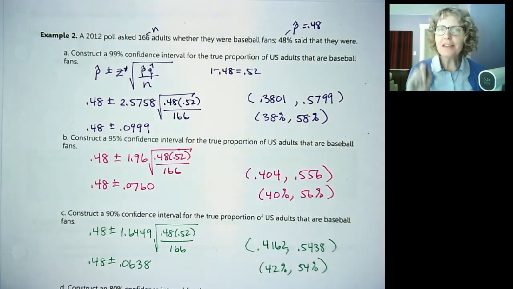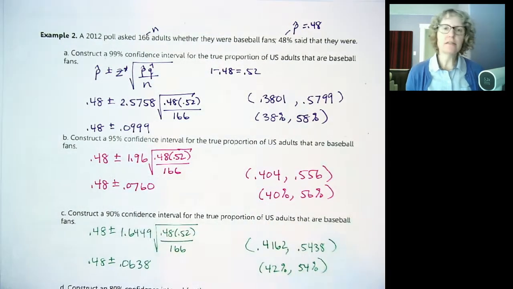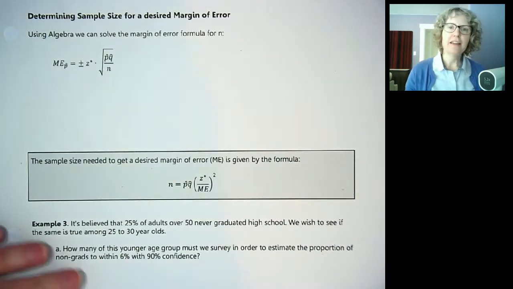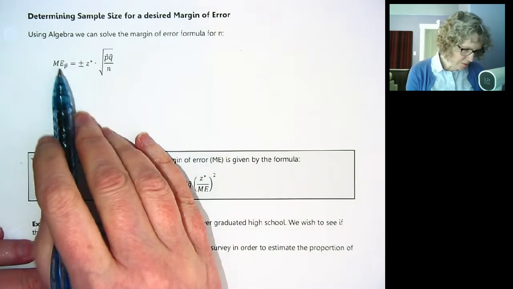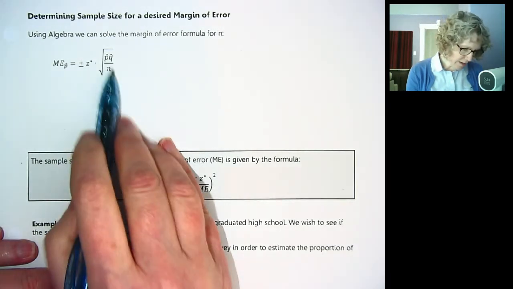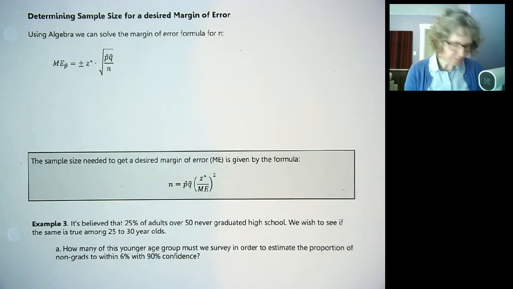But there is another way. There's another way that you can keep the same confidence and make a narrower interval. Do you have any idea what that could be? Well, if you turn the page, you might know already. It's sample size. Remember, our margin of error is dependent on the sample size. We're dividing by it because our standard error is dependent on the sample size.